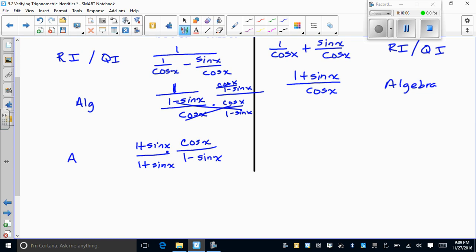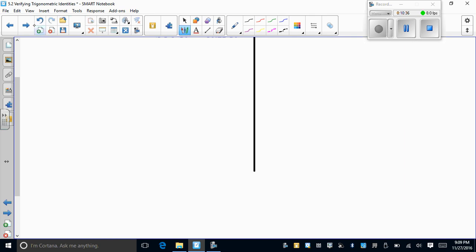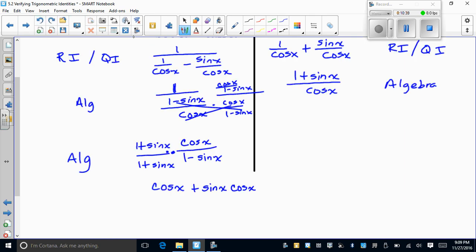So again, we're multiplying these two fractions. 1 times cosine gives me cosine of x, and then sine times cosine plus sine of x cosine of x. I'm wondering if I need to do that step. We're going to backtrack a little bit. Oh, that is not what I wanted. That scared me. I just want to redo this one.